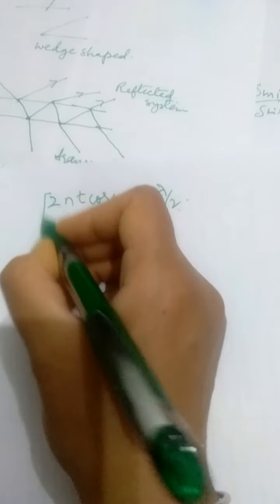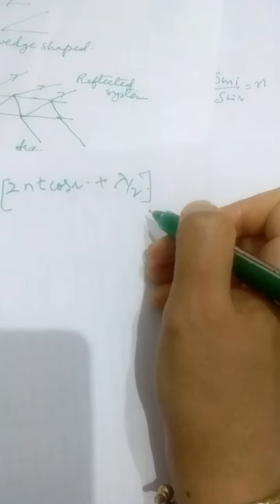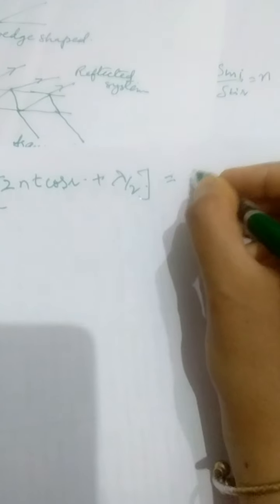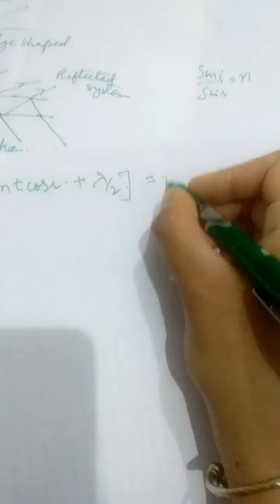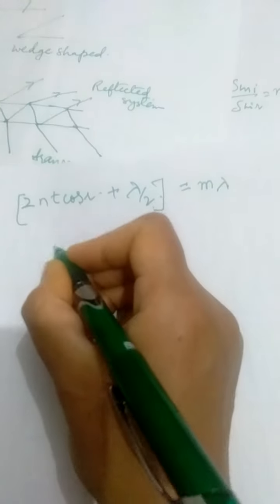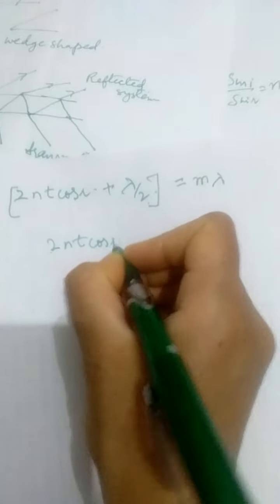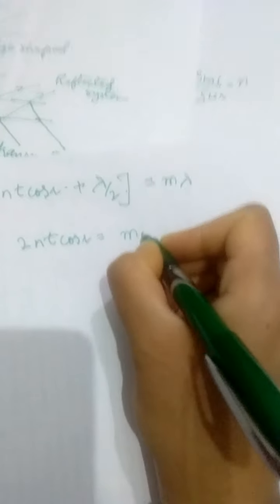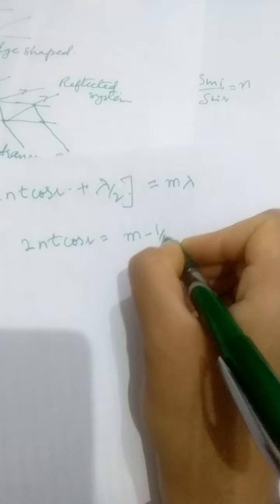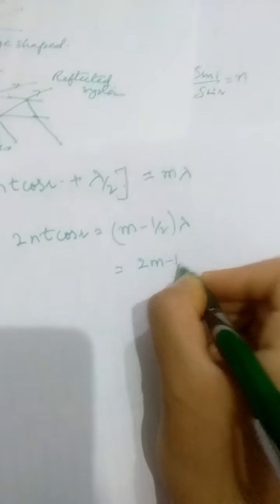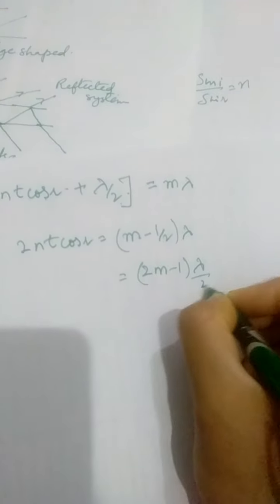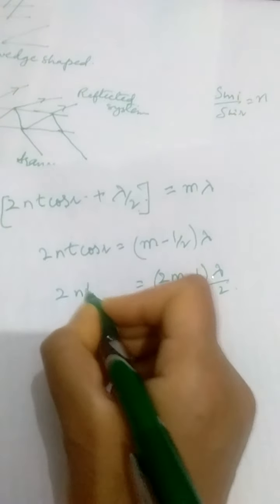Now we shall be equating this path difference to the conditions of constructive and destructive interference. For constructive interference, we know it is equal to n lambda. Now we will not write n here because we have already used that for refractive index. Let us write m lambda. Therefore 2nt cos r is equal to m minus half lambda, or this is 2m minus 1 lambda by 2. So this is the condition for constructive interference.